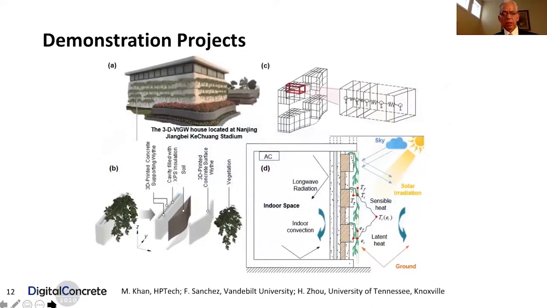This is another demonstration project where a green wall system has been developed with modular elements that can serve both as load-bearing structural elements and aesthetic elements for growing greenery. And this building is a steel frame building, and these walls are the enclosure of the building.